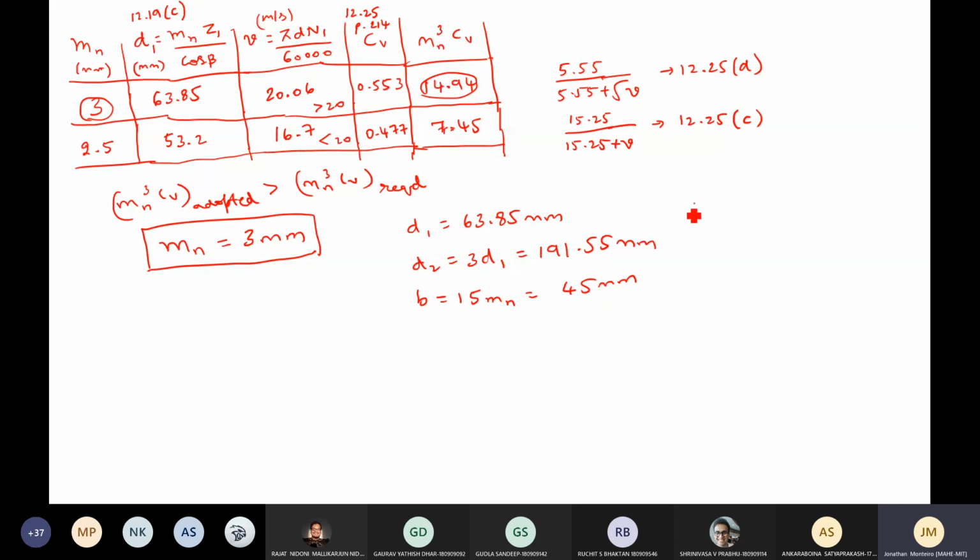Center distance also you can calculate, D1 plus D2 by 2, which, if you calculate, you will get around 127.7. So these are the parameters you can see, and this is the design based on strength. This is the design that we completed based on the strength. The rest of the problem is about the dynamic load and the wear load.